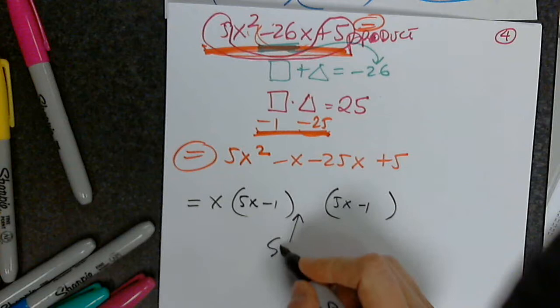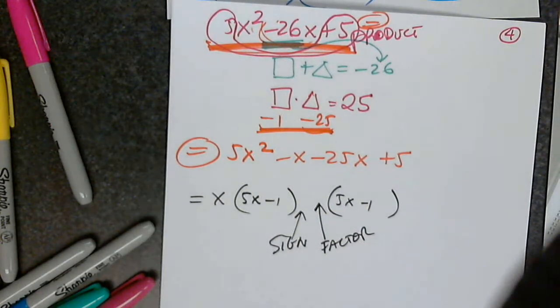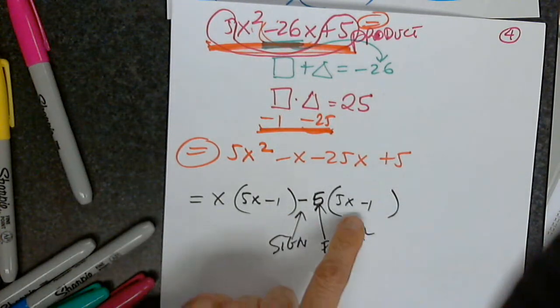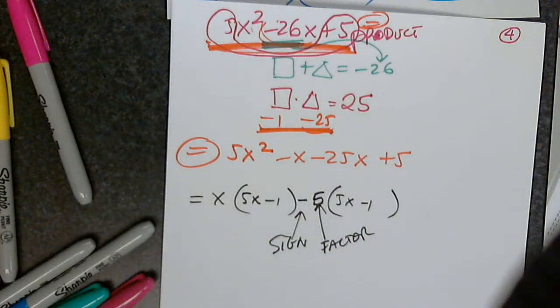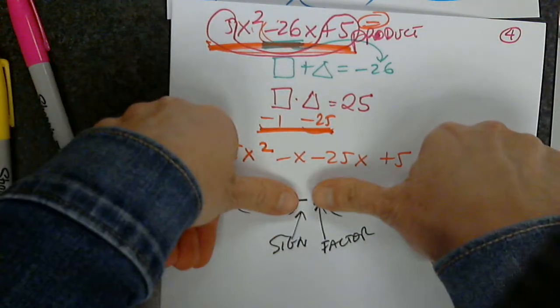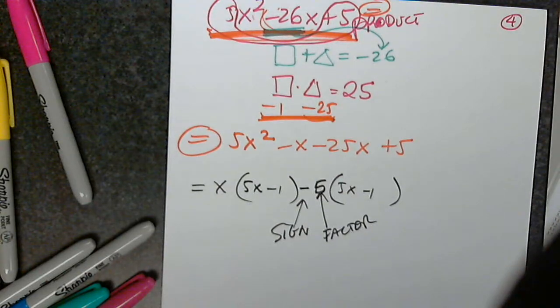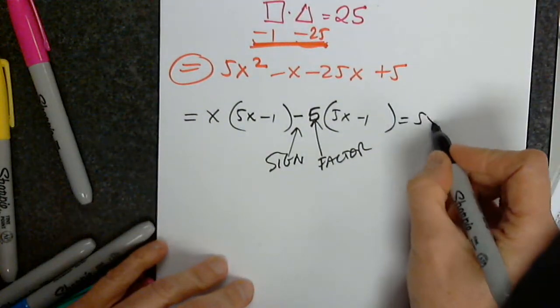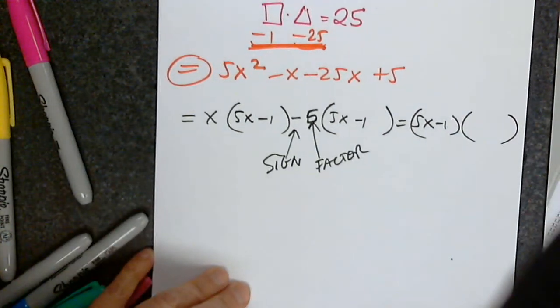Now I uncover and I decide what to pull in front. I have to have a sign and I have to have a factor. Negative 5. Do you all agree with negative 5? Negative 5 times 5x is negative 25x. Negative 5 times negative 1 is positive 5. Now I have two terms, and they have a common factor, and I need to pull that out. What factor is common that I need to pull out? 5x. Good.